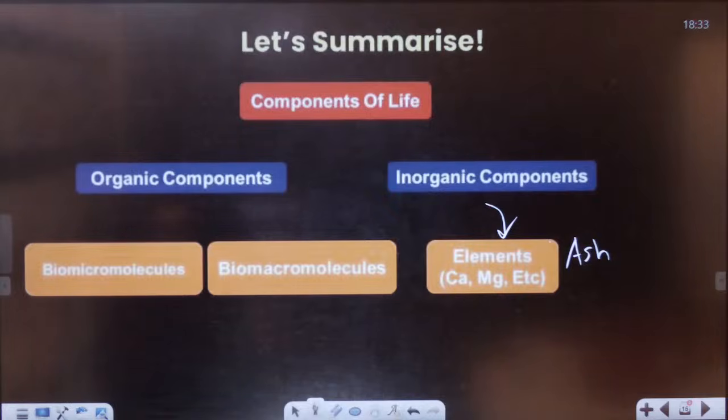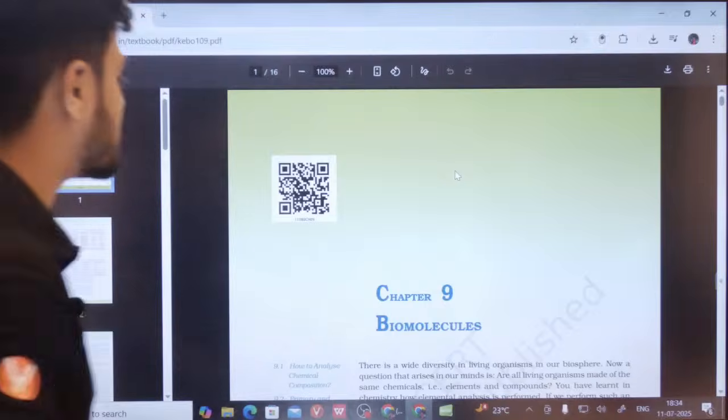Now, students, I have new information for all of you, right? I will be showing you NCERT side by side. So we know that we have covered every single line of NCERT, students.